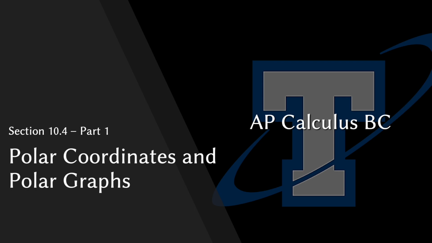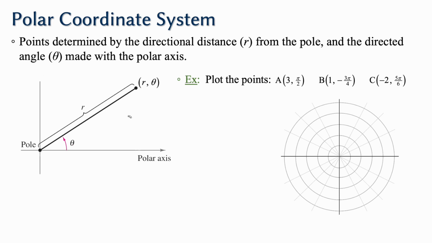Section 10.4, Part 1, Polar Coordinates and Polar Graphs. The polar coordinate system is another way for us to determine points in space. Now, unlike the rectangular coordinate system with x's and y's and an origin, the polar coordinate system is built up of a pole, a directed distance, and a directed angle.